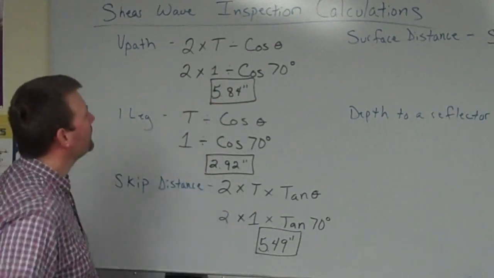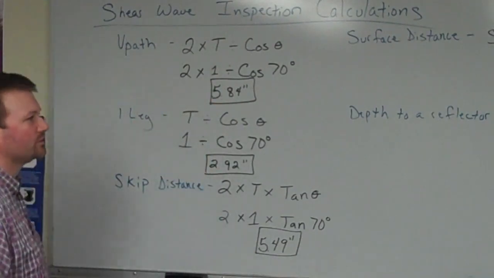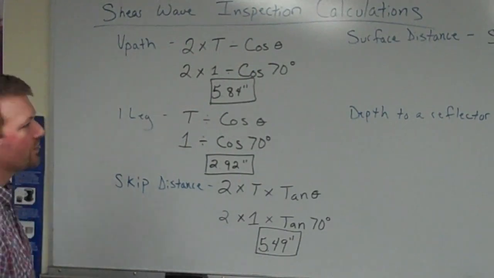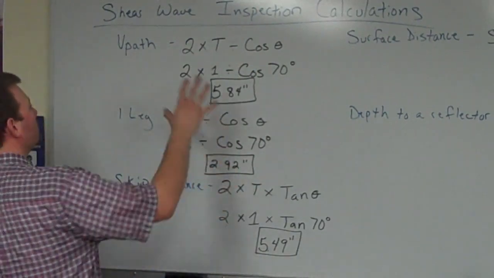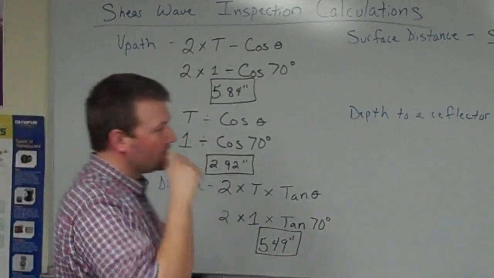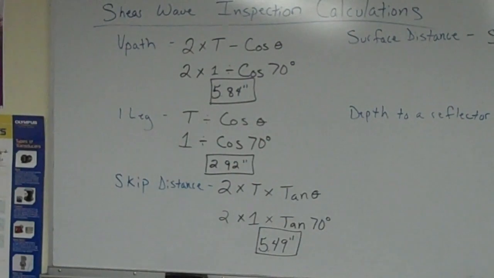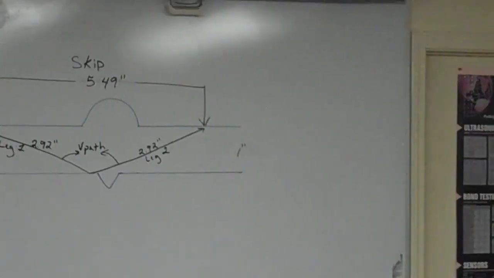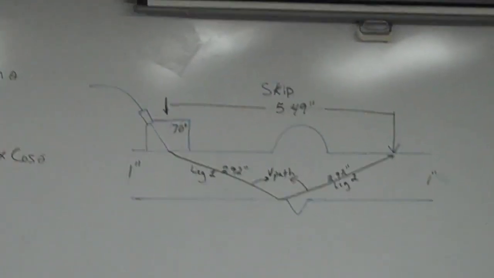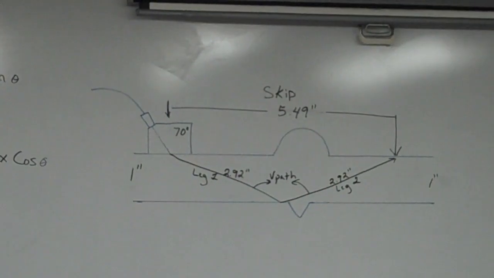So I wrote up some shear wave calculations, which you guys are messing with this week if you haven't got to them already. I just wrote out one example of each and want to show you where that comes from. So if you see a V path, a one leg, or a skip distance, what you're actually visualizing is this over here. Let me zoom in a little bit, where now we've got a skip distance, one leg, and a V path.